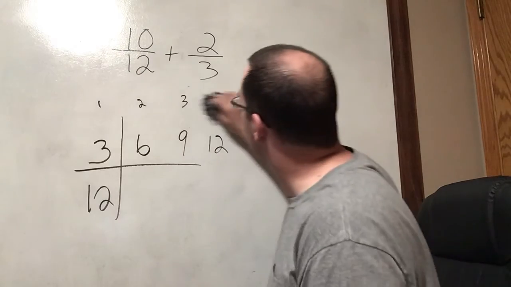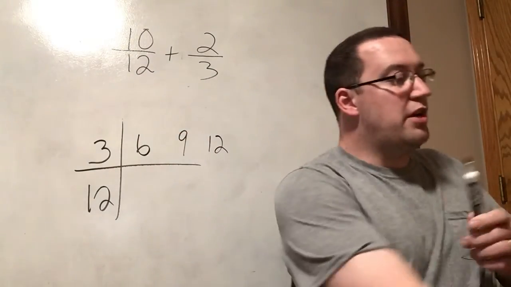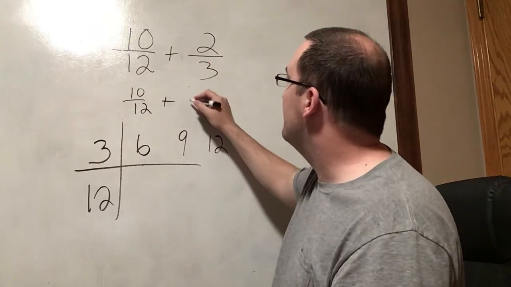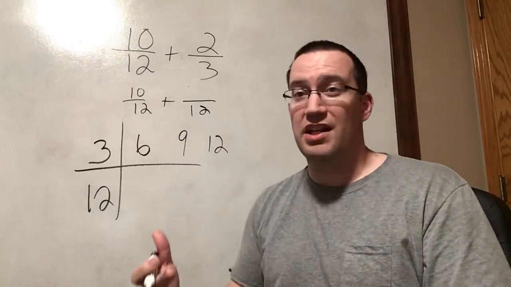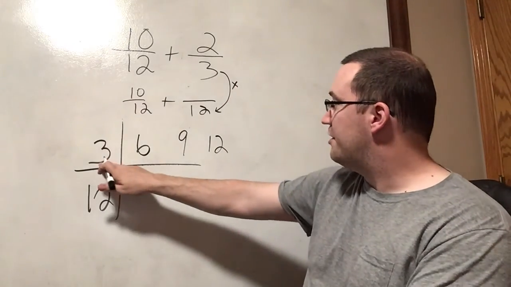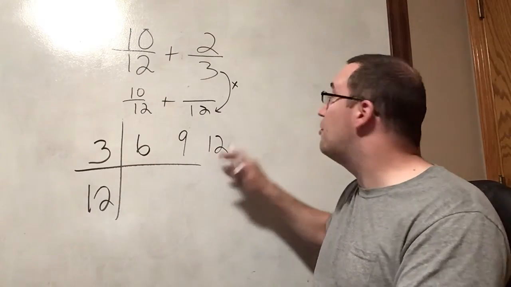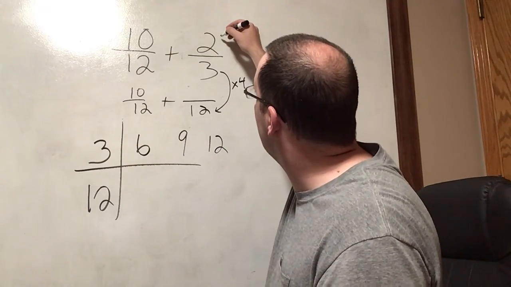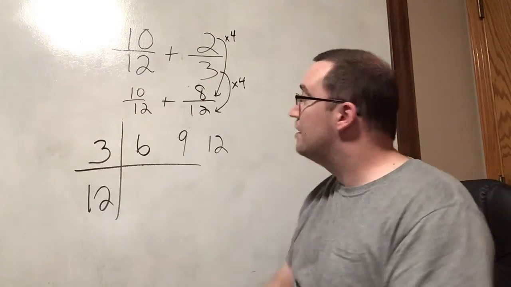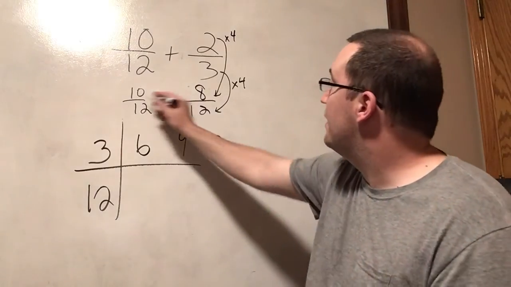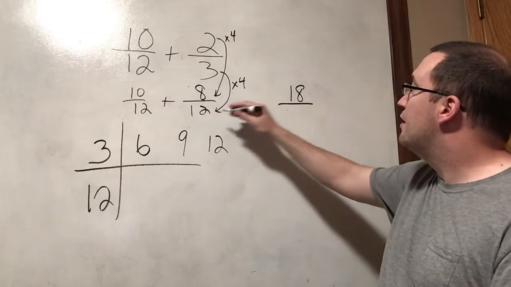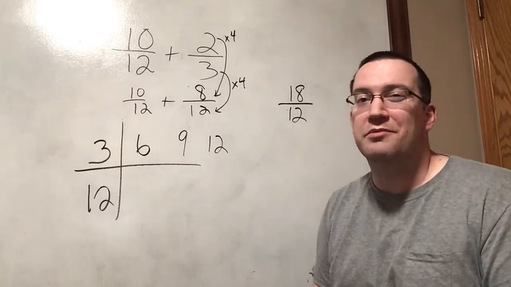So let me get rid of these out of the way because I'm getting in my own way with my writing here. So this, again, will stay 10/12. And then this will become a new fraction with 12 as the denominator. So if we went from 3 times 1, 3 times 2, 3 times 3, 3 times 4, we're going to have to do the same with this 2. 2 times 4. So this will be 8/12. So then we add 10 plus 8 is going to be 18. And then that number on the bottom stays the same.